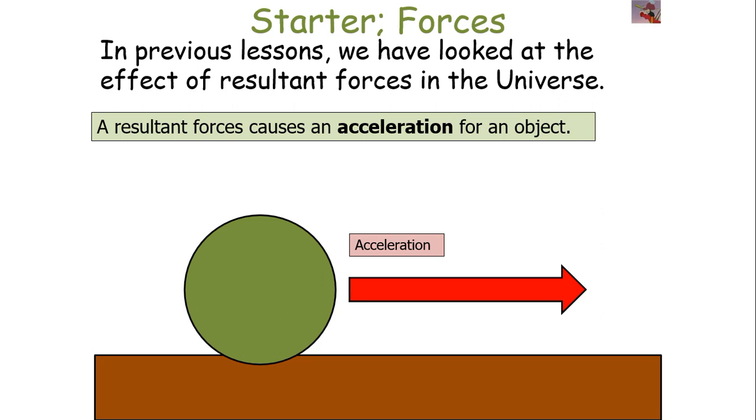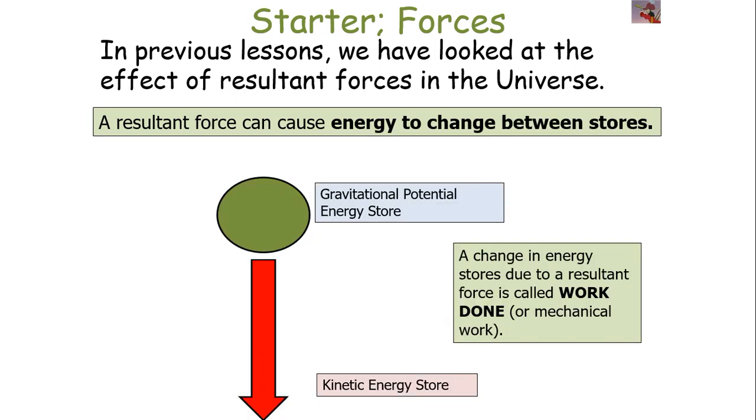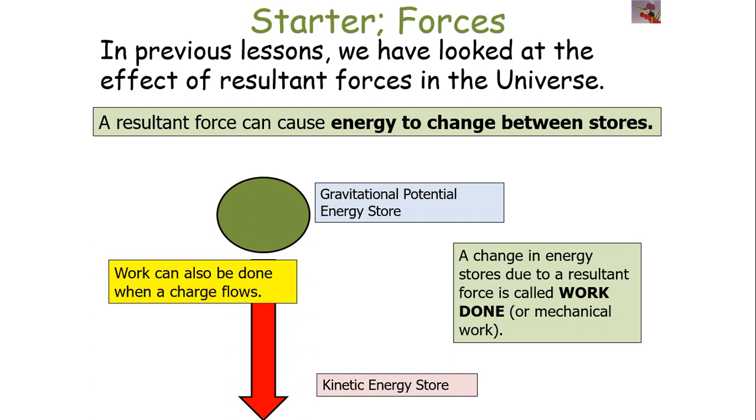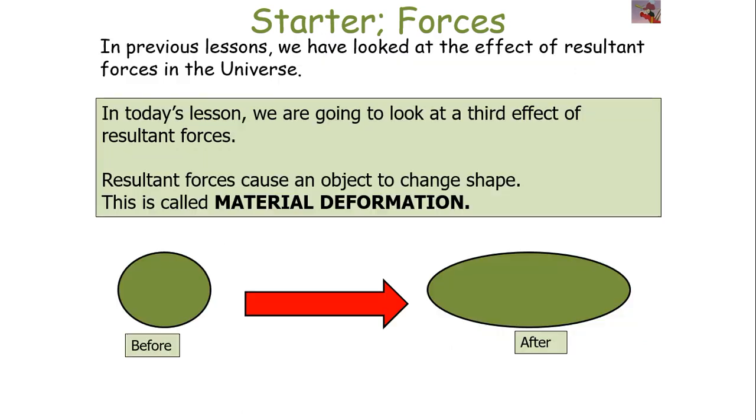Now in previous lessons we've looked at the effect of a resultant force. So a resultant force causes an acceleration for an object. A resultant force can cause energy to change between stores. Now, a change in energy stores due to resultant force is called work done or mechanical work. Work can also be done when a charge flows in an electrical circuit.